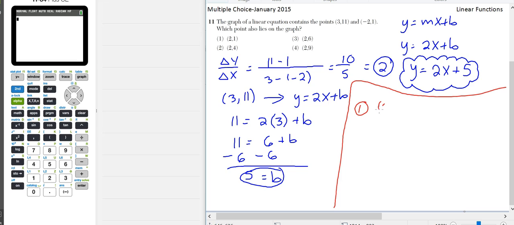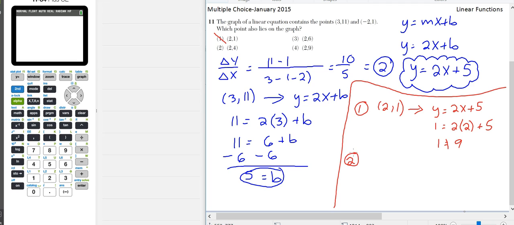We have the point (2, 1), and we're going to plug it into this equation, y is equal to 2x plus 5, to see if it makes the equation true. So for y, we're plugging in 1. For x, we're plugging in 2. Is 1 equal to 2 times 2, which is 4? 4 plus 5 is 9. Since 1 is not equal to 9, this point does not make the equation true, and choice 1 is not the answer. Let's try choice 2.